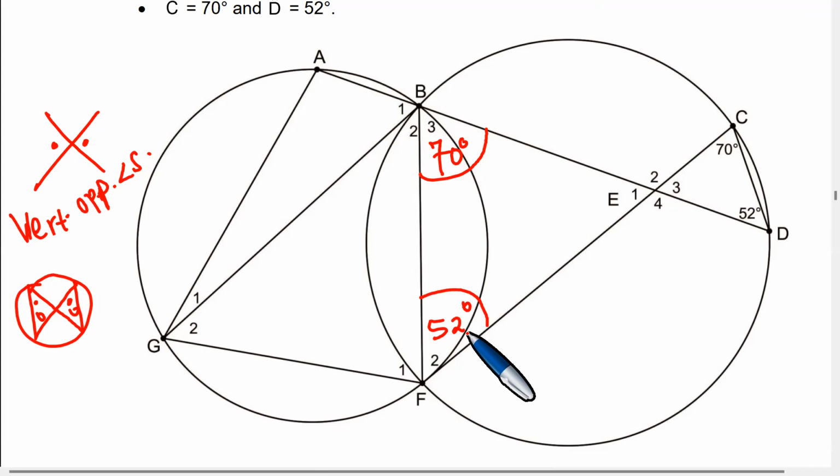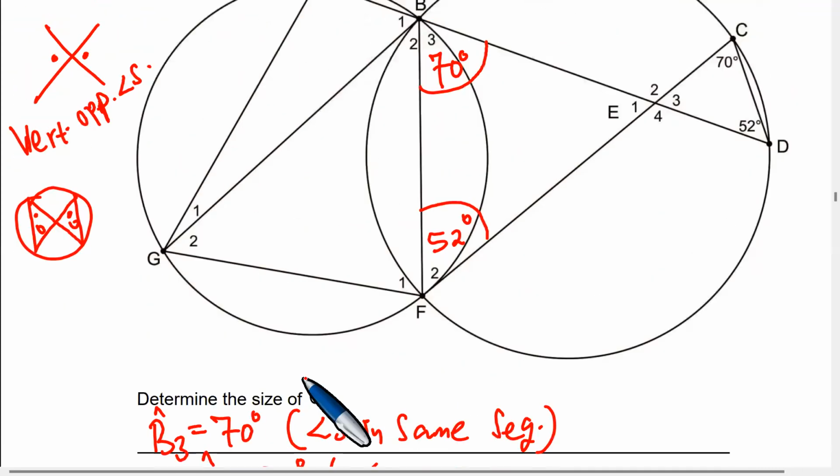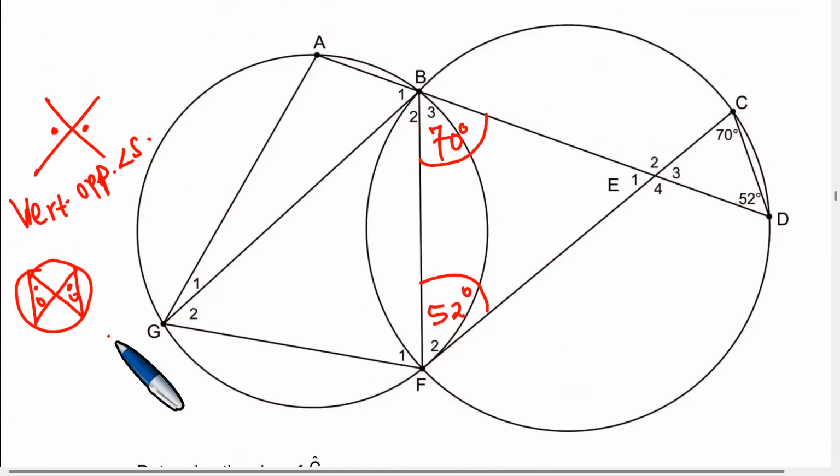Because of the tan chord theorem. No, it won't. Okay, what was my question again? I was asking why F2 is equal to 52. Because of the butterfly thing, because this here is like a butterfly.